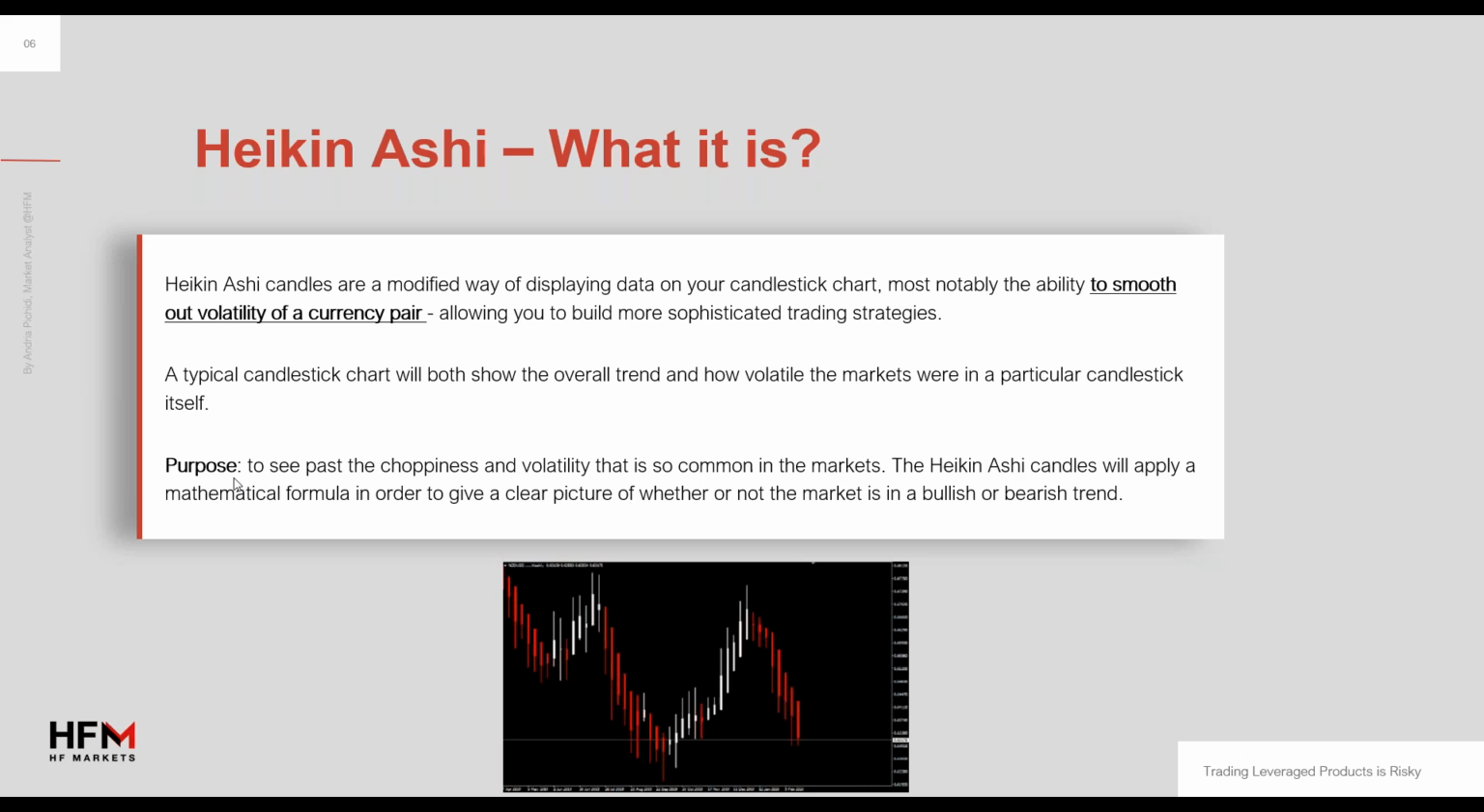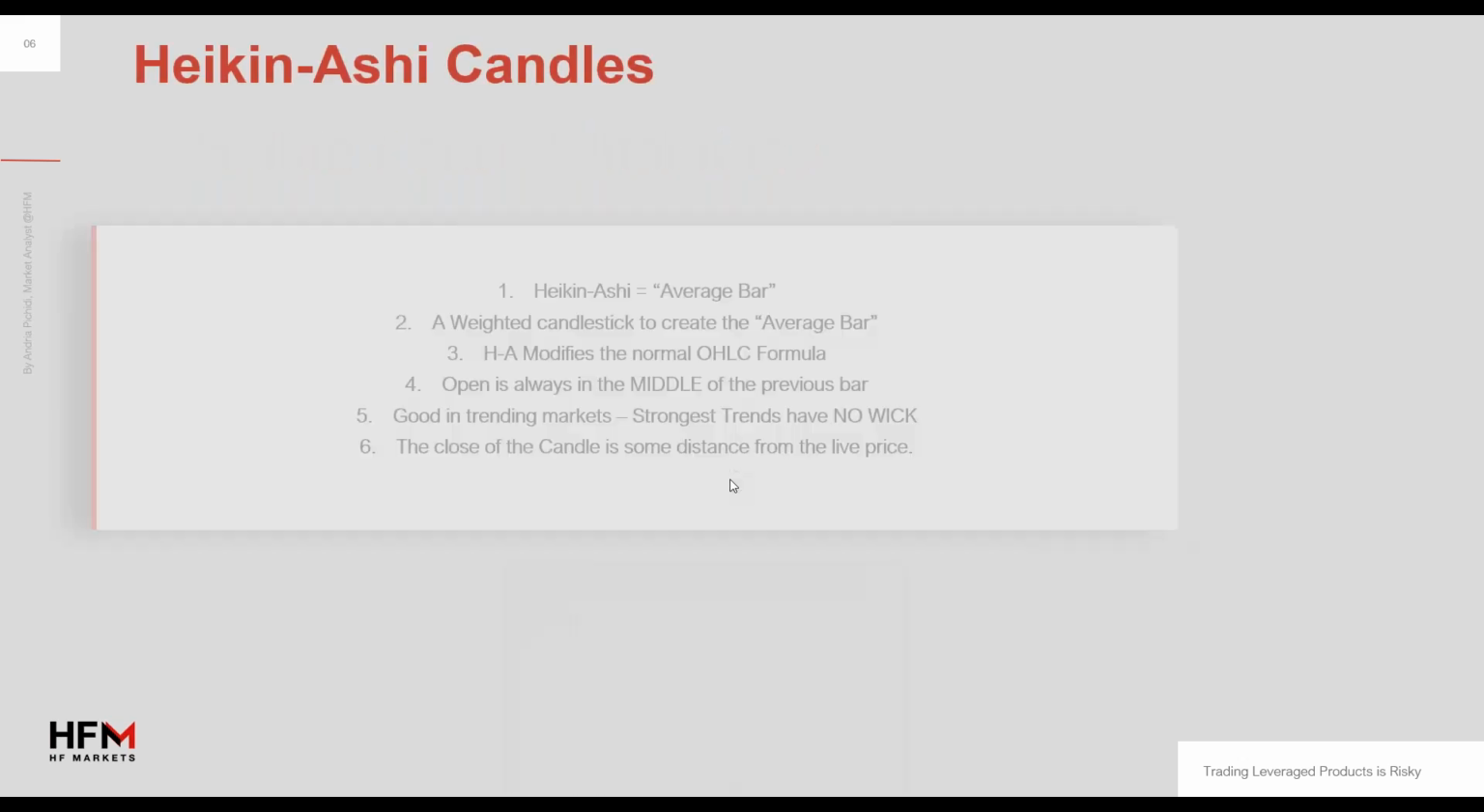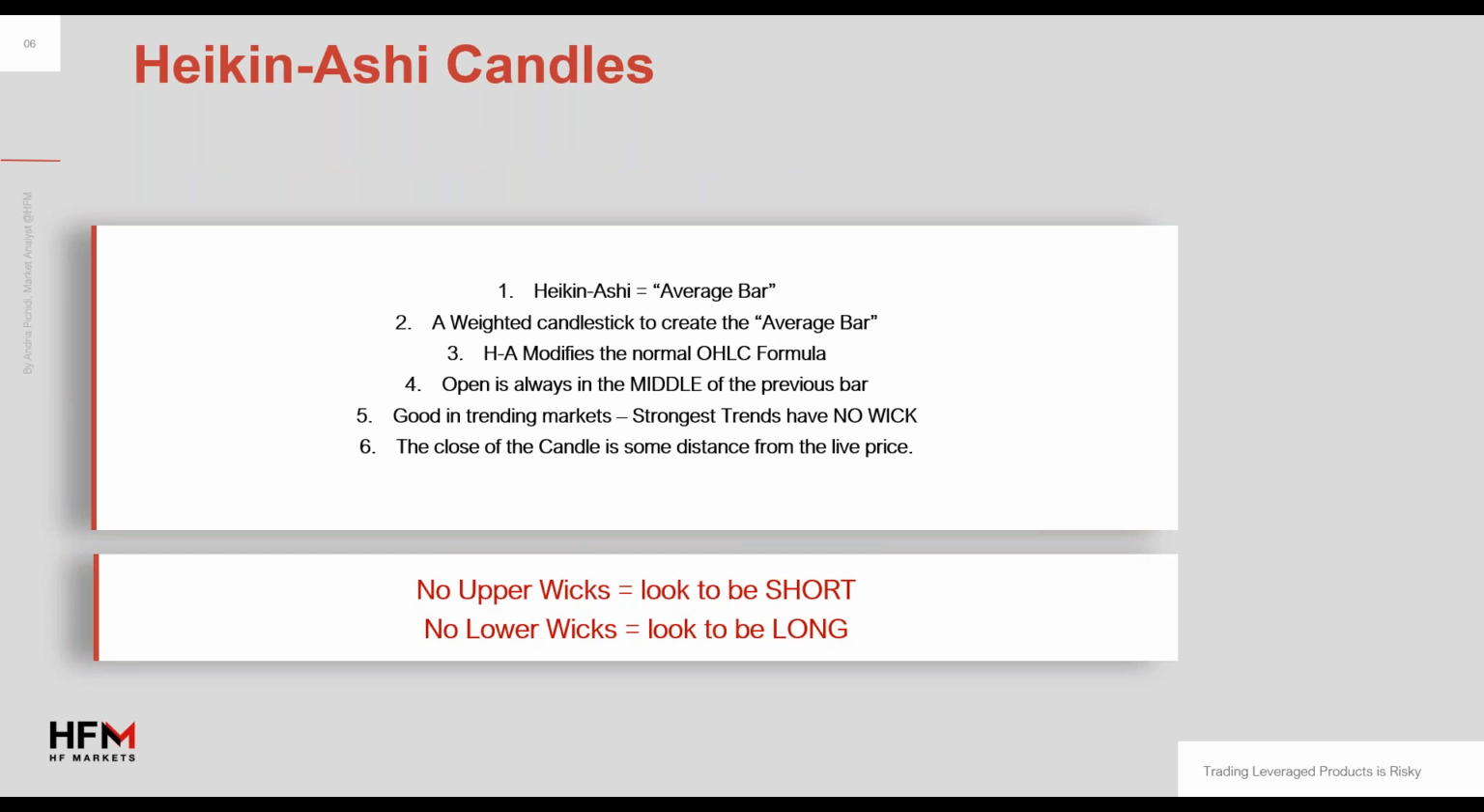With the Heikin Ashi, we can derive a clear picture of whether or not the market is in a bullish or bearish trend. So it's a combination. I'm not sure whether I put on the formula. I think I haven't. But as I said, it means average bar. So it's a weighted candlestick.